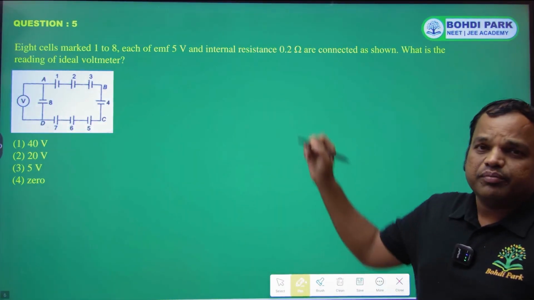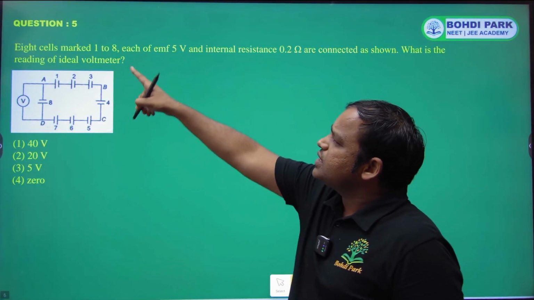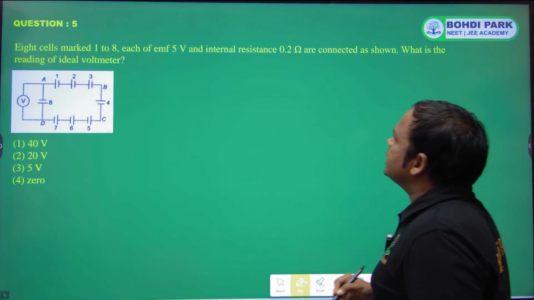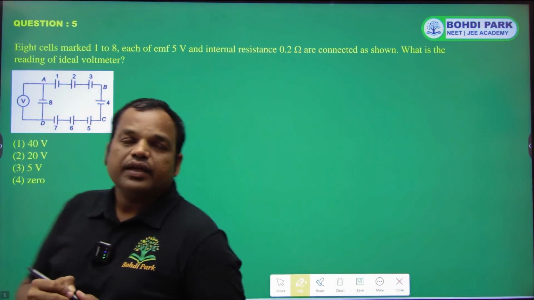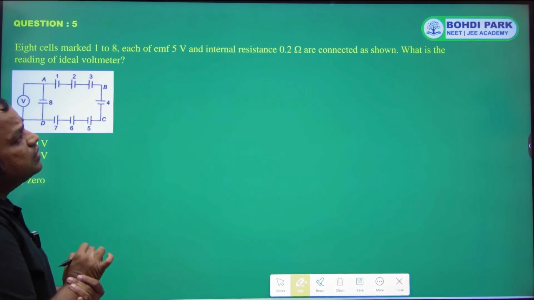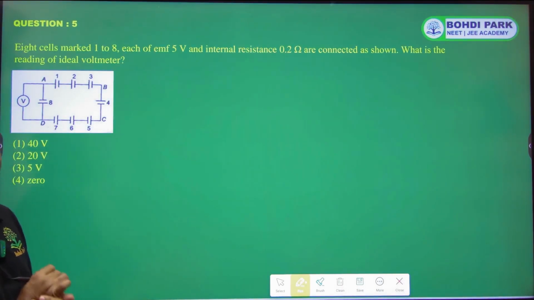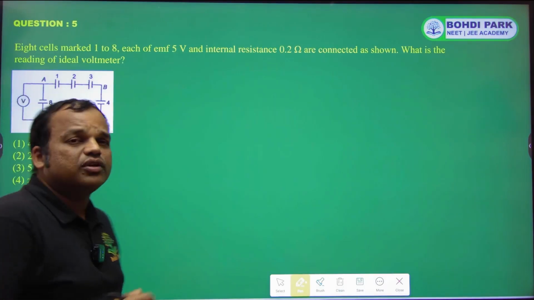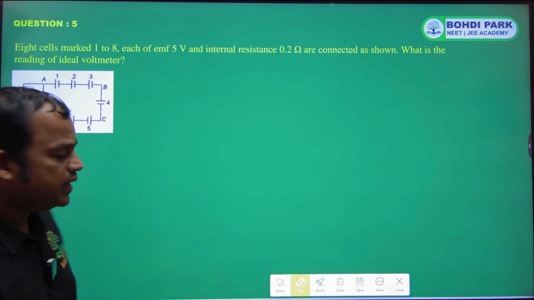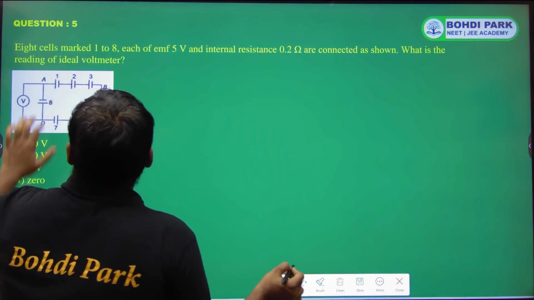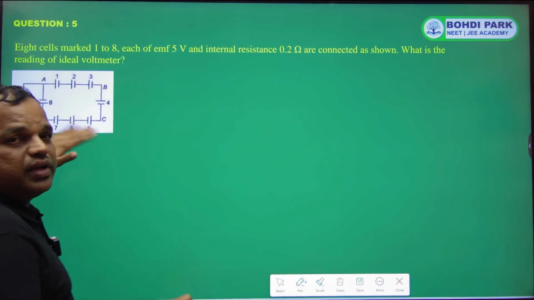look at question number 5. We have 8 cells marked 1 to 8, each of EMF 5 volt, internal resistance 0.2 ohm, and they are connected as shown. What is the reading of the ideal voltmeter? So an ideal voltmeter means it will not take any current. So let's draw the simple circuit. Let's combine all the cells.